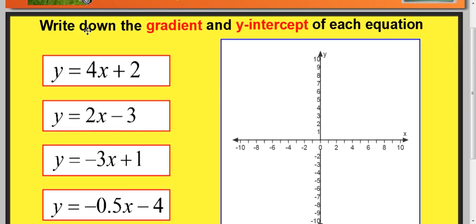Okay, so some quick examples here. Write down the gradient and the y-intercept of each equation. So first equation, basically highlight, there's your gradient and there is your y-intercept. Now we use letters for these. The letter for the gradient is m, so you can say that, sorry for the writing with the mouse, m equals 4 for that one, and the y-intercept c equals 2.